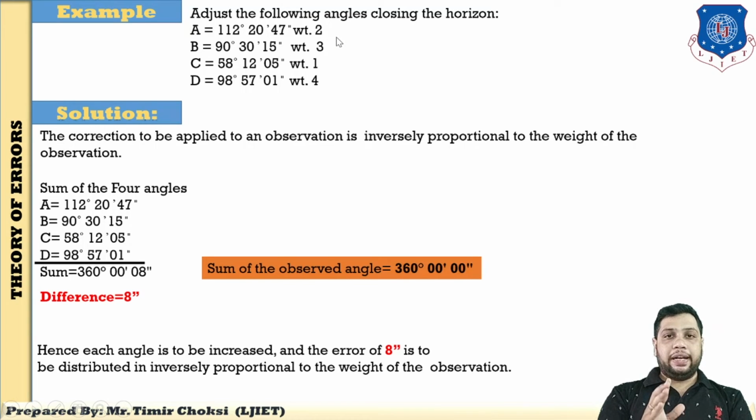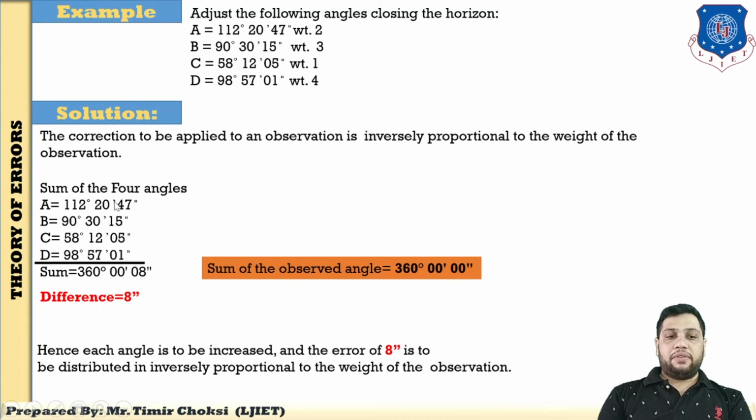Weight is an indicator number, which indicates how many times the quantity is measured. Like angle A is found by 2 times, so the weight is 2. Similarly, angle B is found by 3 times, so the weight is 3. Okay. Now, first you know that the closing horizon angle is 360 degrees.